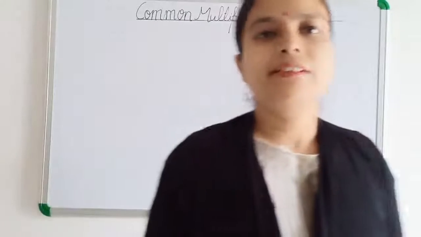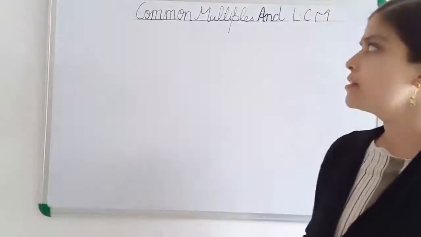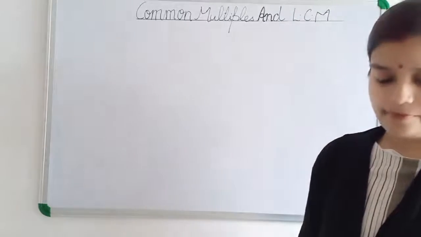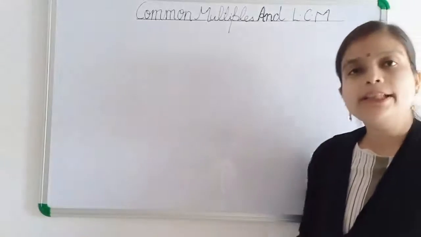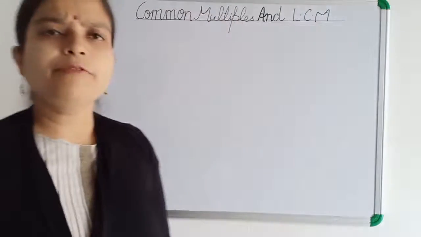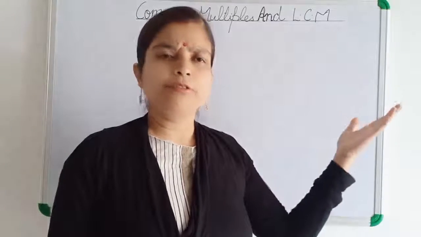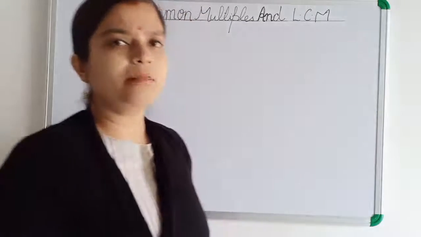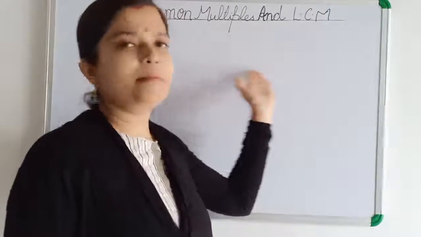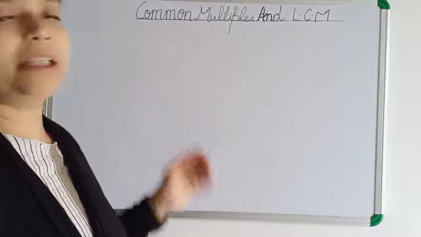Class, students. In the chapter Factors and Multiples, today we are going to discuss common multiples and LCM. We know what multiples are and how to find them. Simply, when we multiply a number by 1, 2, 3, 4 and so on, we get the multiples of that number. We are just writing the multiplication table. By that only we are getting the multiples of the number.